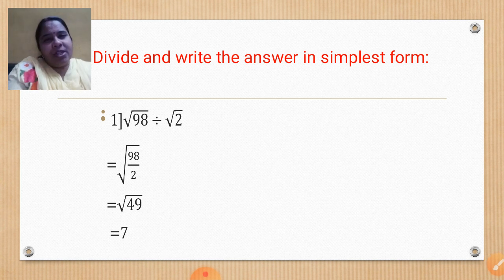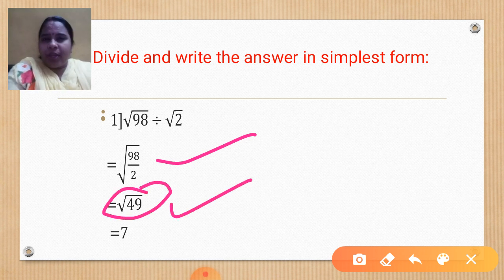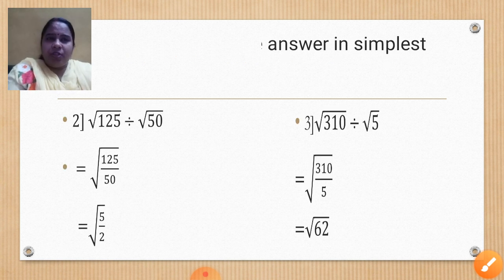I hope all the steps are clear. For division, what you have to remember? You have to write it in ratio form. Divide it. If this number is a perfect square, then you will get an answer like this. Or if it is not a perfect square, you have to leave it at this step only. Okay. So I hope division, this first sum was understood.